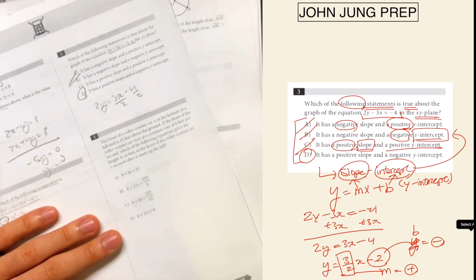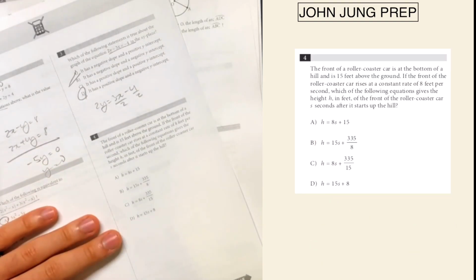Okay, next question. Let's read the question. The front of the roller coaster is at the bottom of the hill and is 15 feet above the ground. Okay, so it's 15 feet above the ground, and if the front of the roller coaster car rises at a constant rate, okay, constant rate of 8 feet per second, which of the following equations gives the height in feet of the roller coaster car s seconds after it starts up the hill, right?